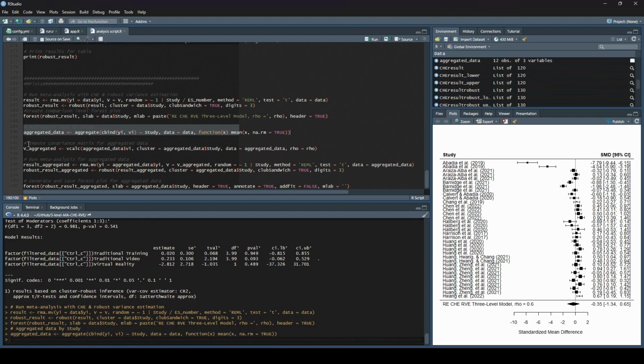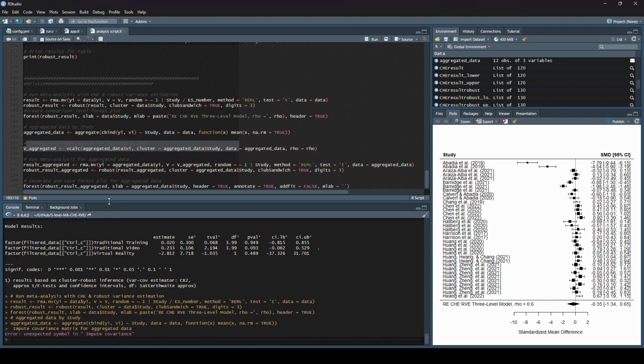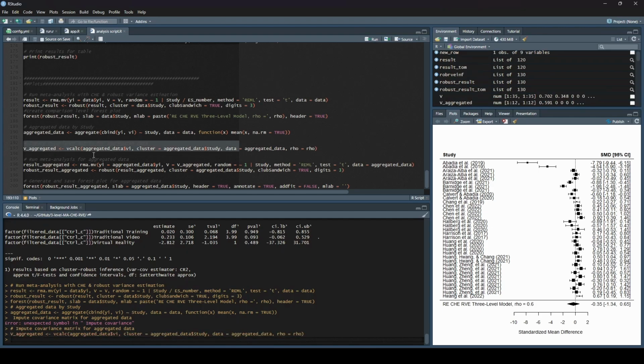And then I'm going to impute my covariance matrix for that aggregated data. So I'm going to go ahead and hit run. Unexpected symbol. Oh, got it. There we go. I didn't highlight everything, so it tried to read it in as a command instead of as a comment. Okay, so now we first aggregated our data, and then we've calculated the new covariance matrix for that aggregated data.